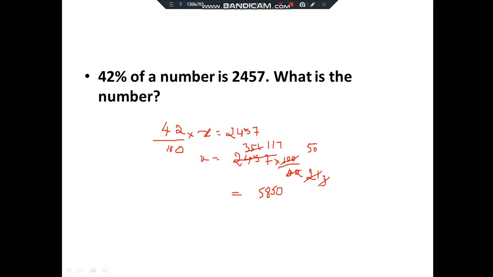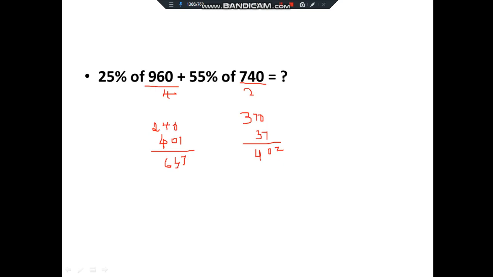Next, see, 25 percentage of 960 plus 55 percentage of 740. See, just use the method. 25 percentage of 960 means 960 divided by 4. 55 percentage of 740 means 50 percentage of 740, which means divided by 2, plus 5 percentage. Just use the decimal point so that you can find the answer. Add both, you'll get the answer.